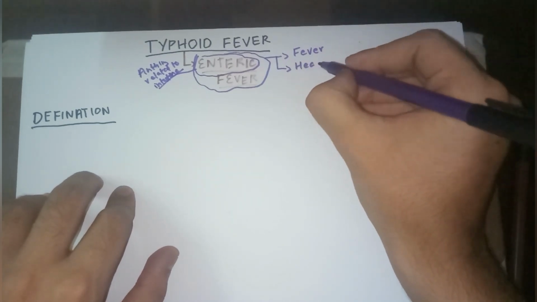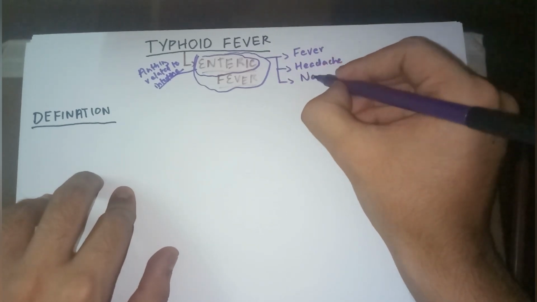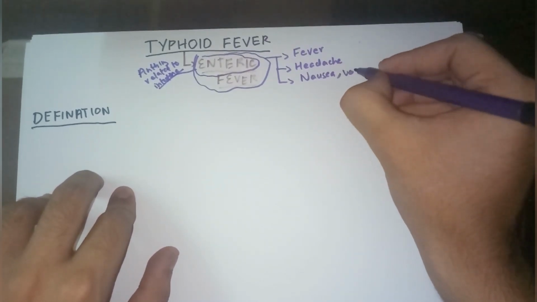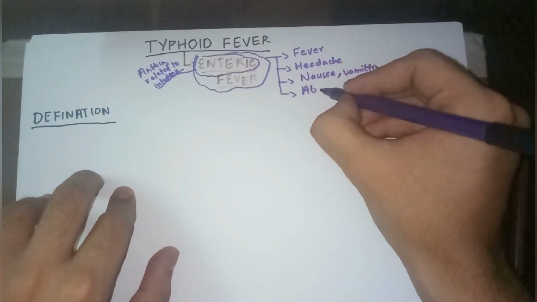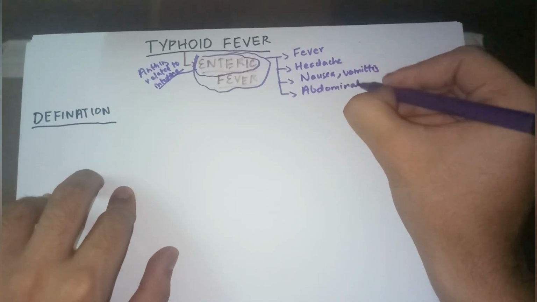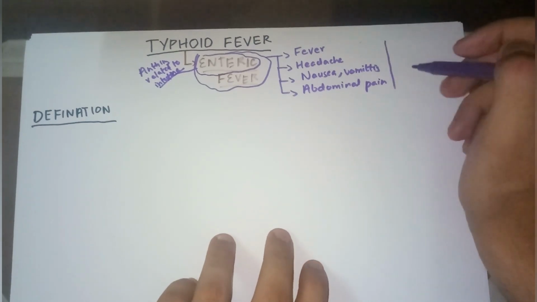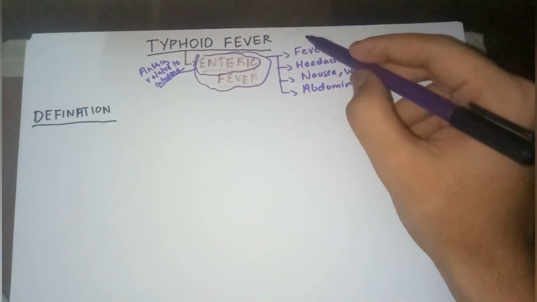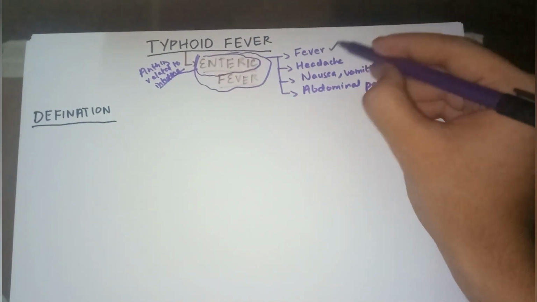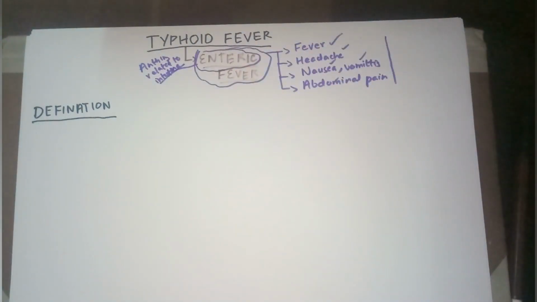Headache. What is the third thing? Nausea, vomiting, and the last is abdominal pain, okay? So these are the main characteristics for any fever to be enteric. If someone has these five characteristics, then it means that he is having an enteric fever.